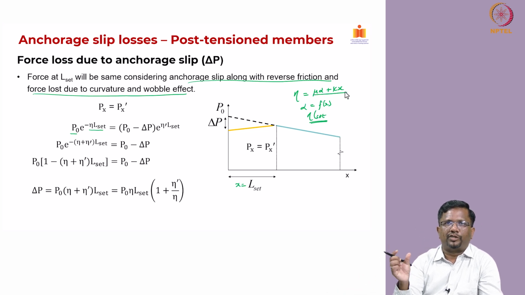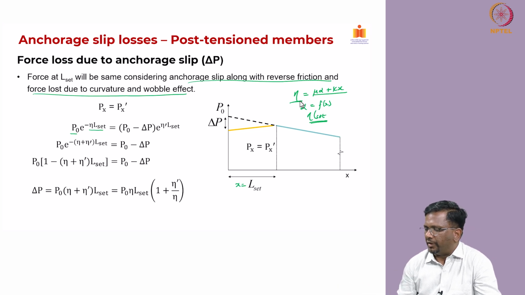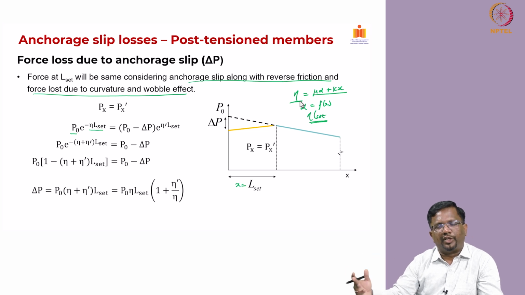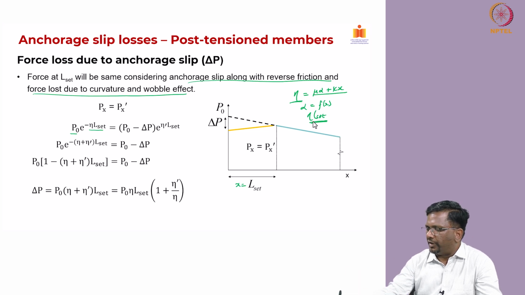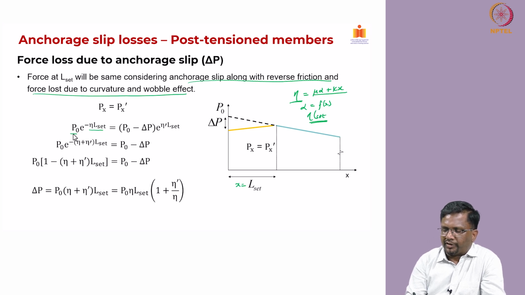I am putting one simple notation as eta, which represents both the curvature effect as well as the wobble effect. Alpha, the cable profile change, can also be written as a function of x. So, in that way eta into L set is basically your mu alpha plus kx, right. So, the original pre-stressing force variation is P naught into e to the power of minus eta L set.